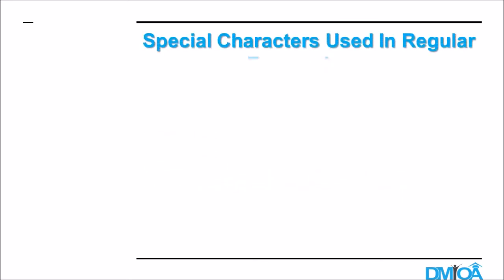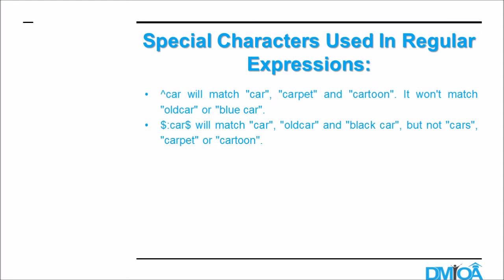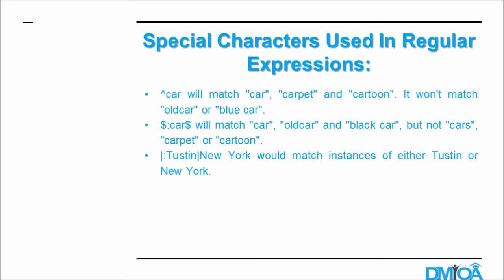Special characters used in regular expressions are a caret. It signifies the start of a line. For example, filtering search terms by caret car would match any instances where car was the first word in the search term. A dollar sign signifies the end of the line. For example, filtering search terms by car dollar would match any instances where car was the last word in the search term. A vertical pipe essentially means or. For example, filtering sources by Tustin vertical pipe New York would match instances of either Tustin or New York.